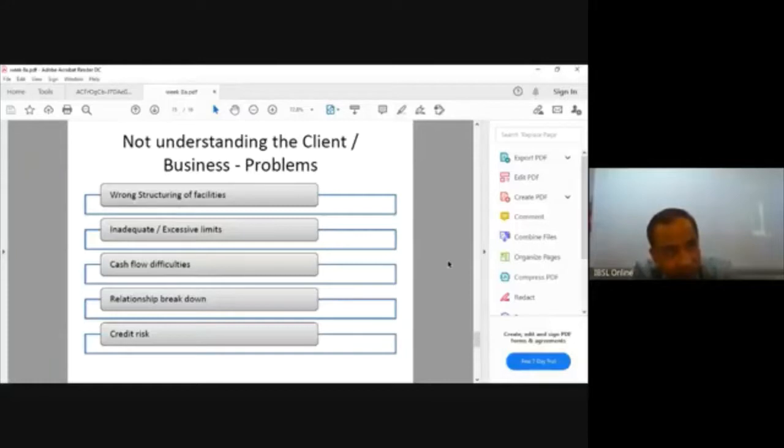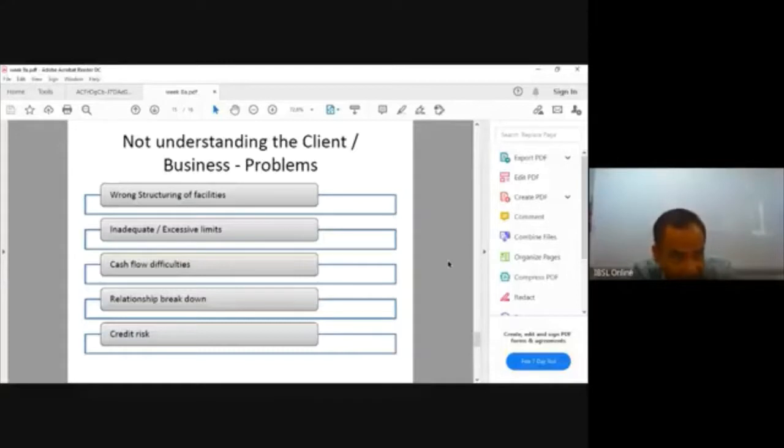Many a time what happens is that we play into the hands of the customer. He comes, he is running a business, an influential guy, and he says, give me a 100 million overdraft, I have the cash flow to pay this. So we look at the customer profile, see that it is good, and without going much into it, we go and give 100 million.